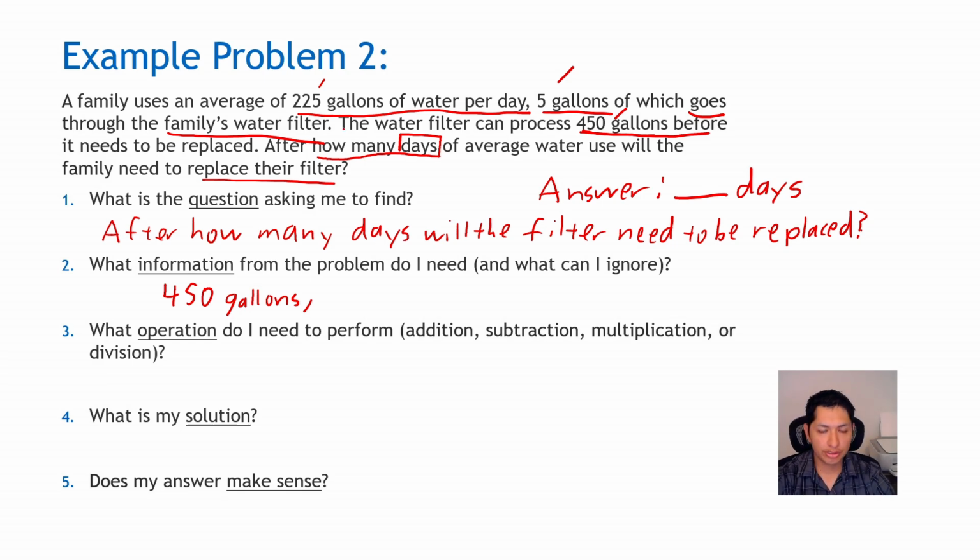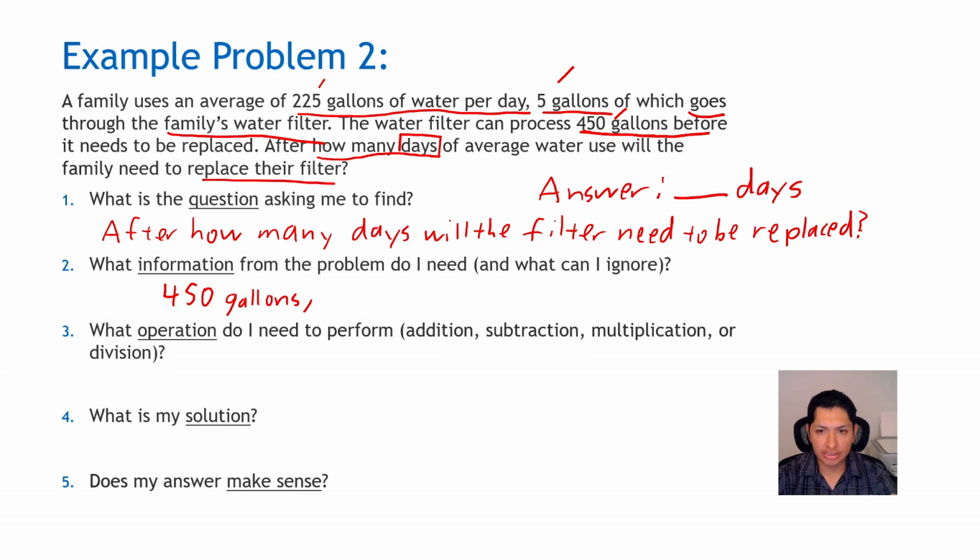Now the other 2 pieces of information left are, well, the family uses 225 gallons of water per day, and 5 gallons of that goes through the family's water filter. 225 gallons of water per day, okay, that's just how much water they use in a day. It's not related necessarily to the filter. But more specifically, 5 gallons of that water goes through the family's water filter in a day.